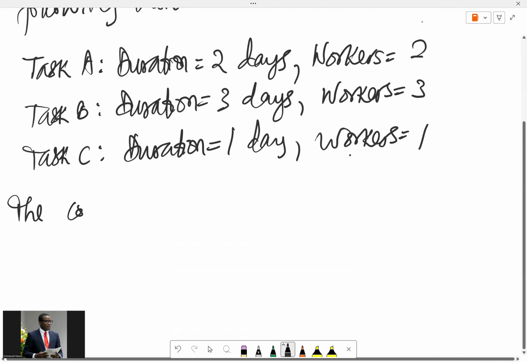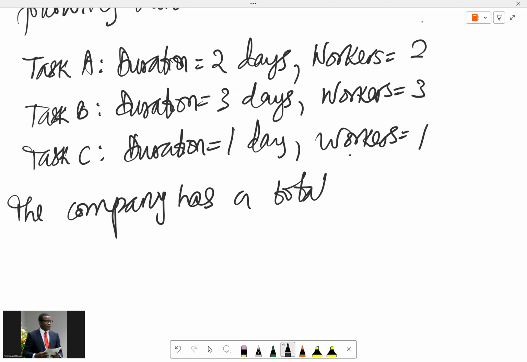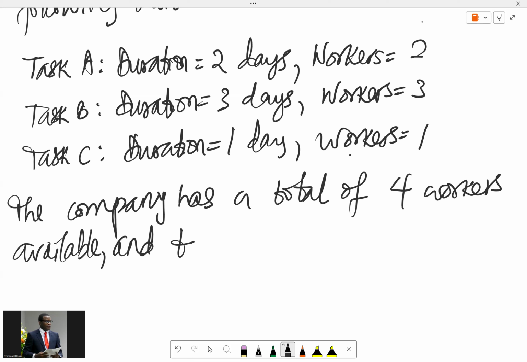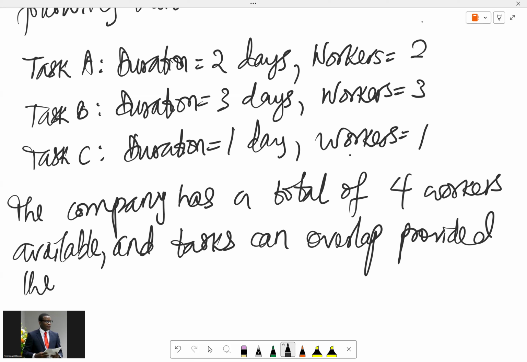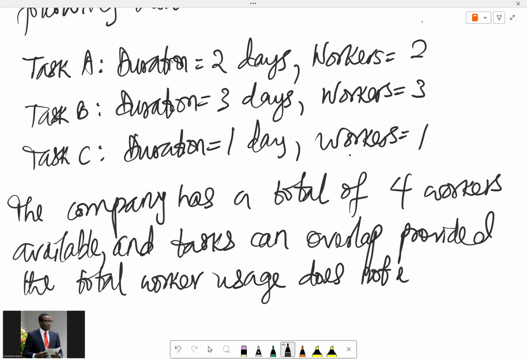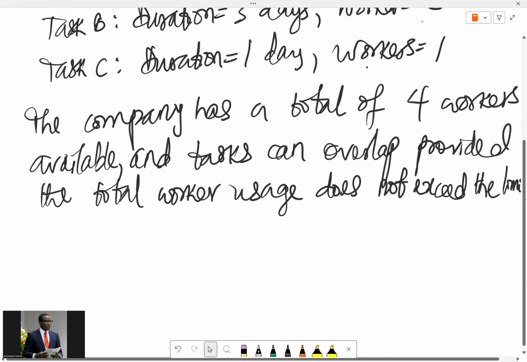Now the company has a total of 4 workers available. And tasks can actually overlap, provided the total worker usage does not exceed the limits. So that's the situation we have. So how do we formulate this?